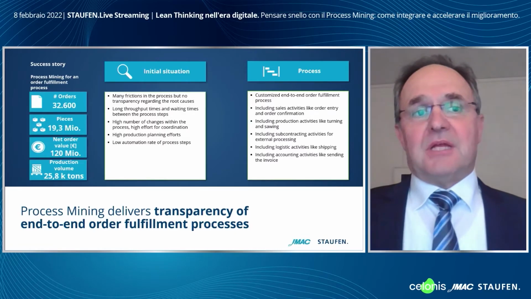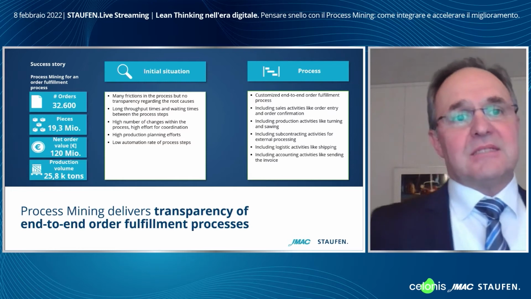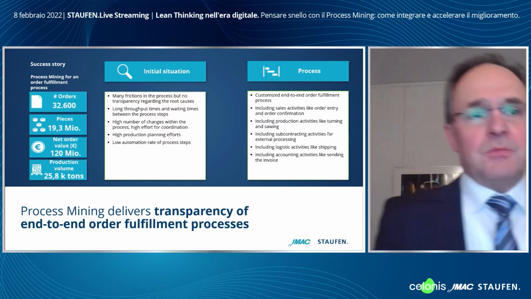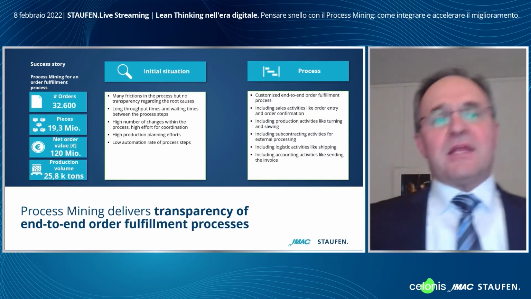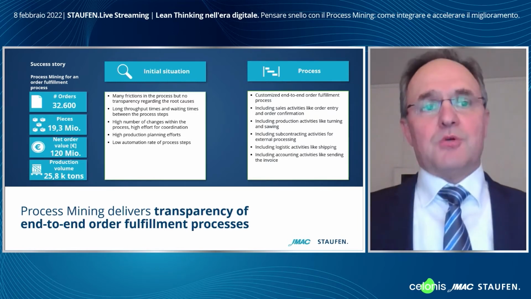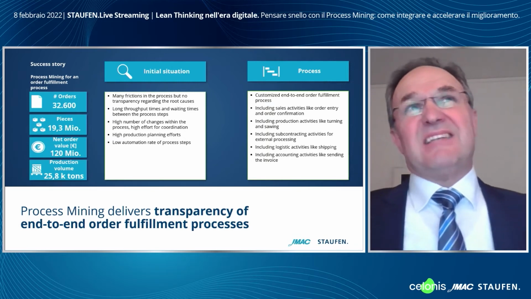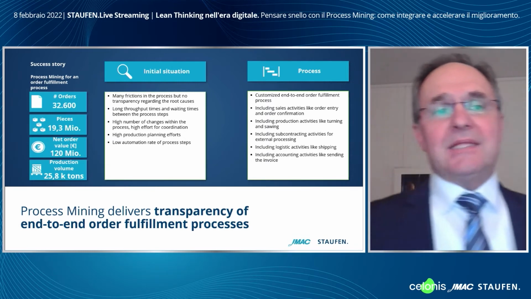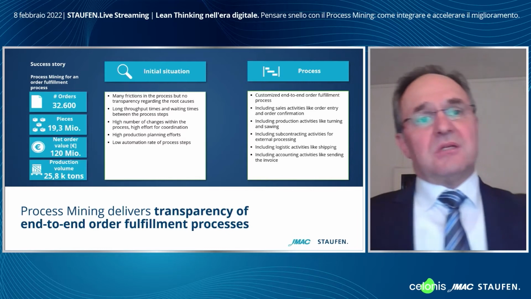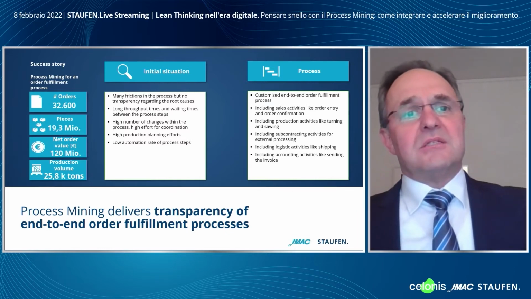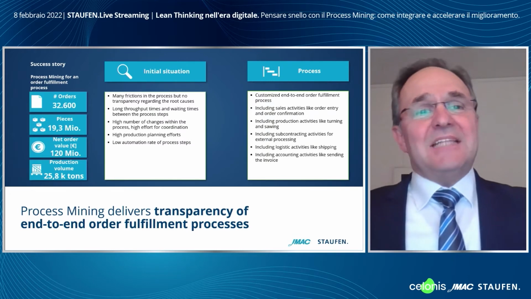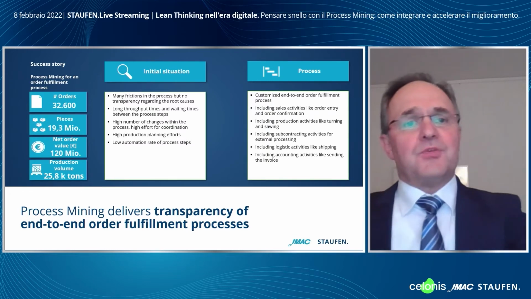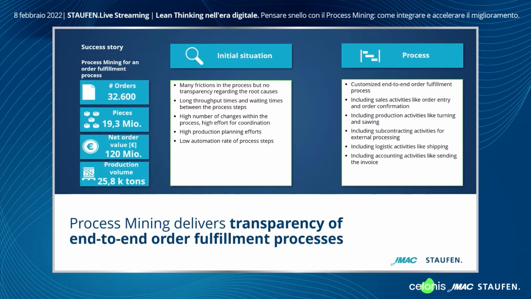The first example that we brought with us is an aluminum profile producer. It's one factory within a huge conglomerate of more than 106 factories worldwide. You see the numbers: roughly 33,000 orders per year, 19 million pieces, a net value of 120 million euros. Those were the starting points.